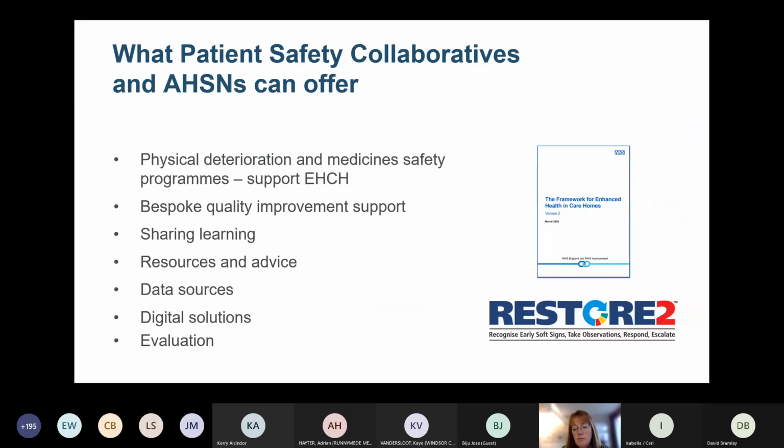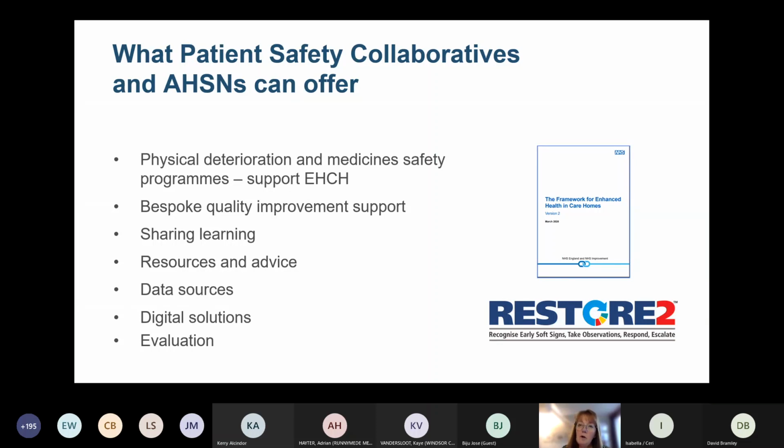So I hope that's given you a brief overview of what resources are available with the e-learning package, which can help you get up to speed on monitoring for pulse oximetry and how to communicate concerns. There's also the offer from the AHSNs to help support you, and hopefully before too long COVID will be less of an issue for us, and going forward the AHSNs are working actively to support care homes, particularly with the framework for enhanced health in care homes.